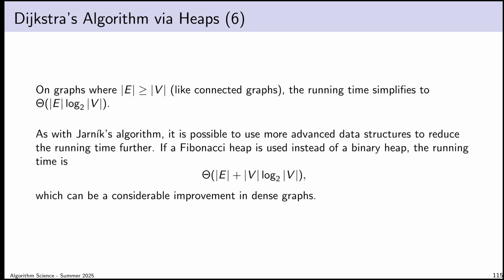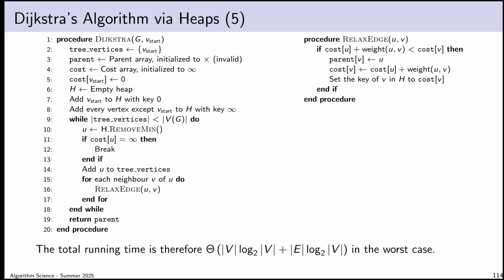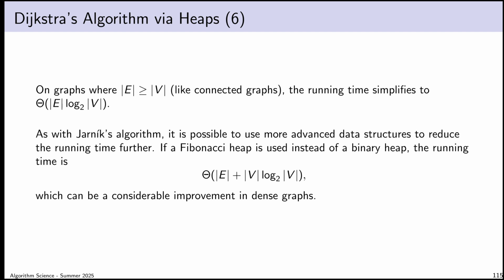Now, with minimum weight spanning trees, it was very easy to turn this expression into something a lot easier. We could actually get rid of the v term here because we could observe that in a minimum weight spanning tree problem with a connected graph, that is to say a graph that has a spanning tree, the number of edges has to be at least equal to the number of vertices. We don't actually know that for the minimum cost path problem.